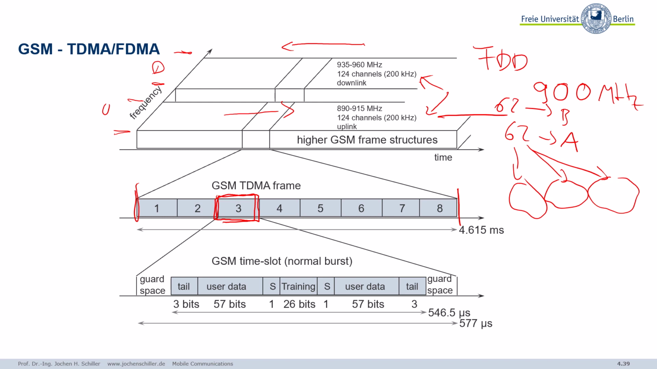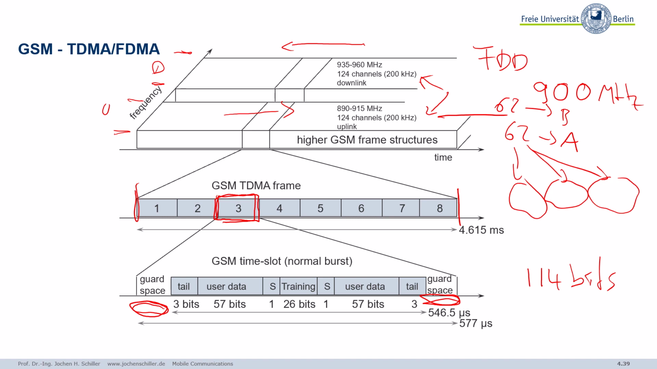Within each time slot, we will see an additional structure. What I show you here is the so-called normal burst. It's called a burst of bits. First of all, you will see, okay, we do not really use the whole time slot. So there's a guard space at the beginning and a guard space at the end. And then in between, we have a certain number of bits, 114 user bits. So 114 bits for the user, repeating every 4.615 milliseconds. So that's the maximum data rate, so to say.